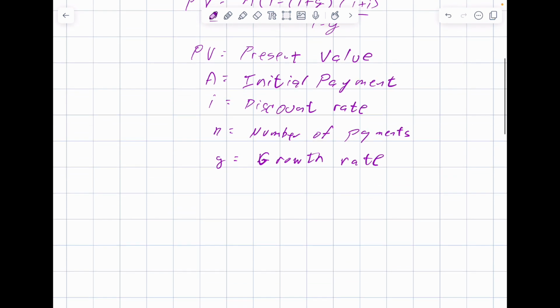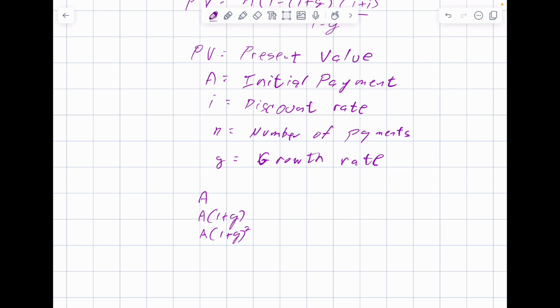So my payments will be A for the first year, A times 1 plus G for the second year, and A times 1 plus G squared for the third year, and so on.